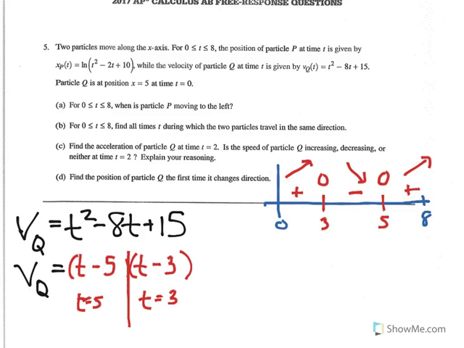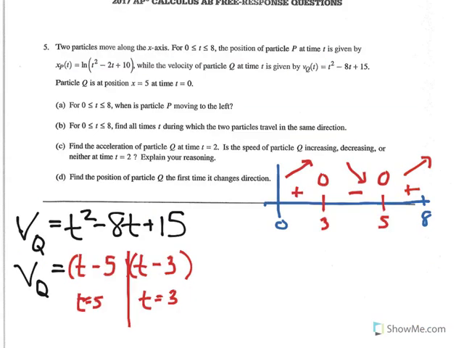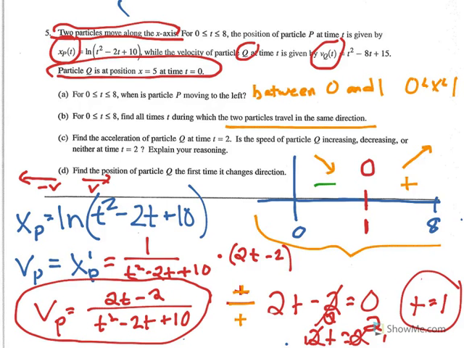So now we've got to figure out when the two particles were traveling in the same direction. So I'm going to look back at the first one to see when the first one was positive. Let's use a different color for this. Hold on. Back to there. Let's get a new color. Sorry, the velocity here is positive between 1 and 8.